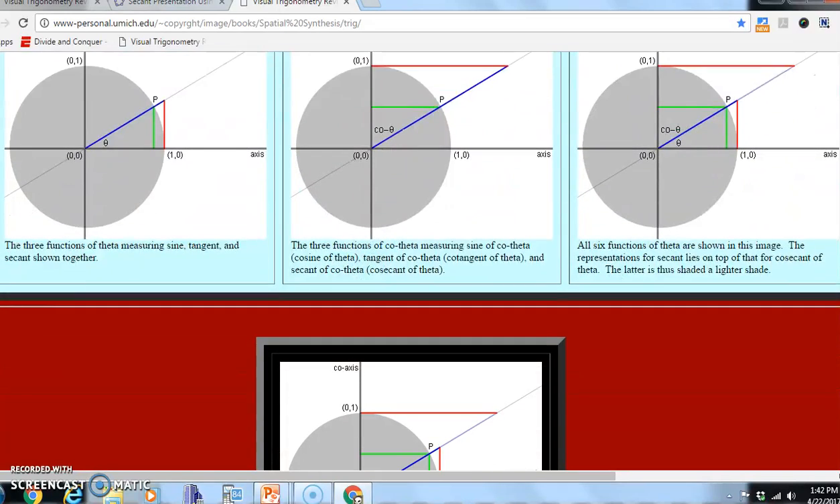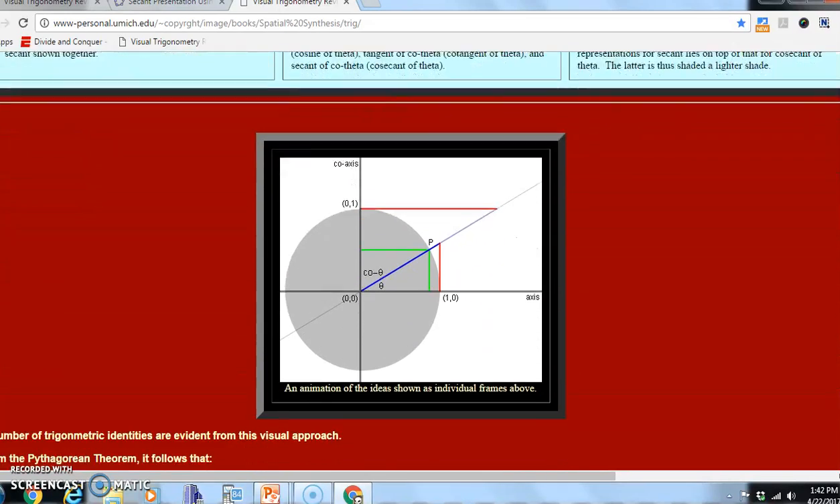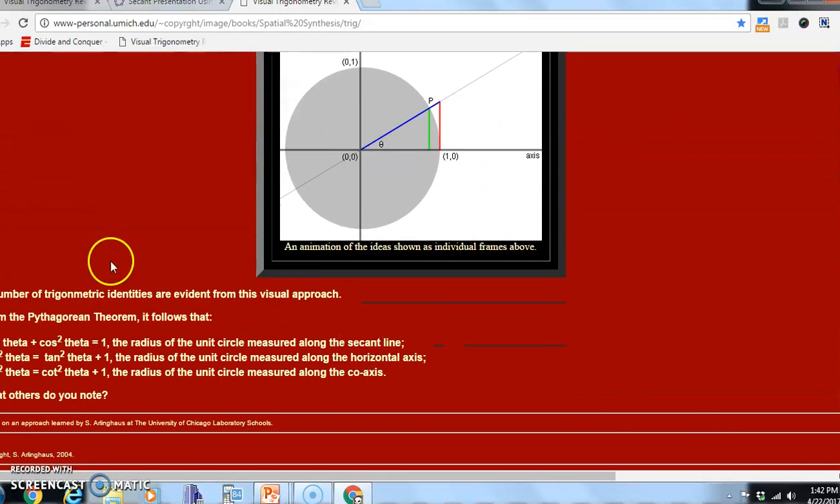Another interesting piece of information that this website had was its ties to the Pythagorean theorem and the Pythagorean identities for trig. So there would be another way that they could tie cosecant theta and cotangent theta together.